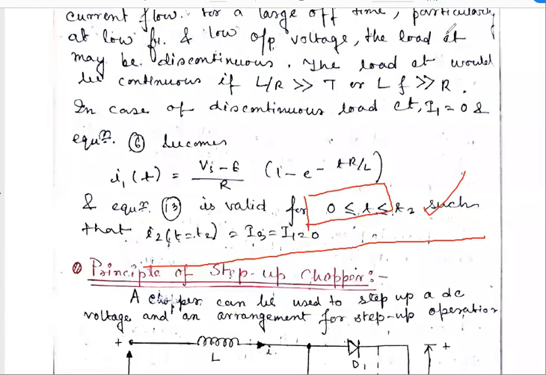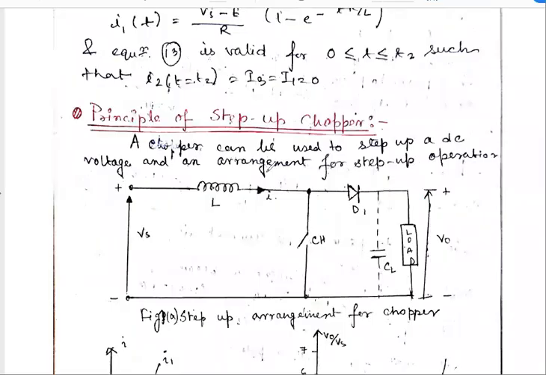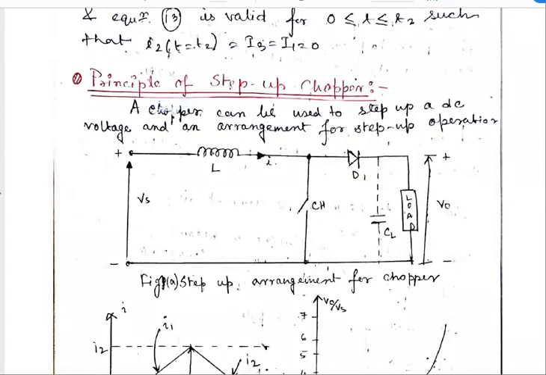And next we go for the principle of step up chopper. So this is the basic arrangement of step up chopper, which consists of an inductance, a diode, and a load. Here we draw a dotted capacitor across the load, which is discussed later. It is none of our business right now. So this is the main circuit and this is the switch.